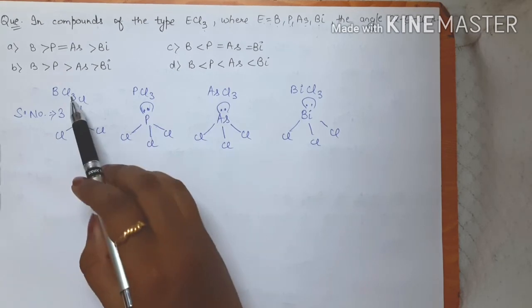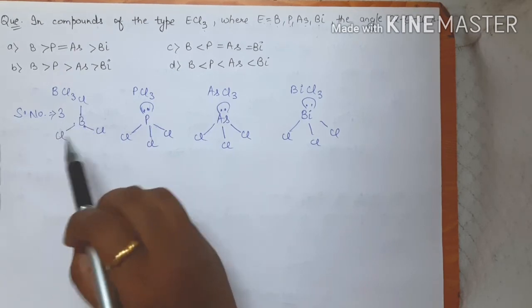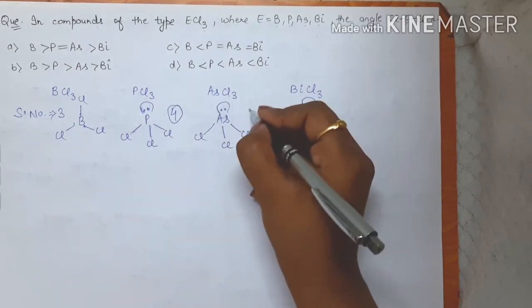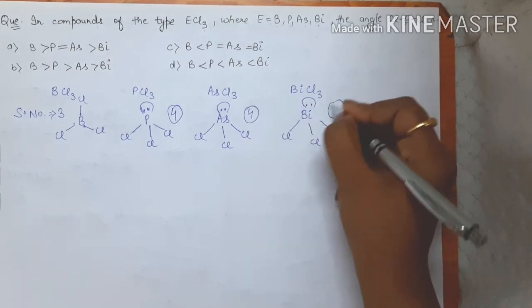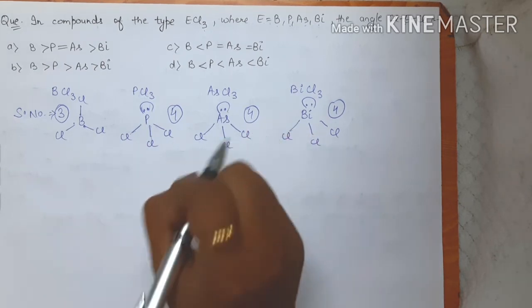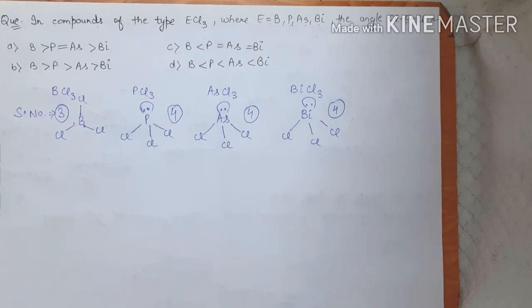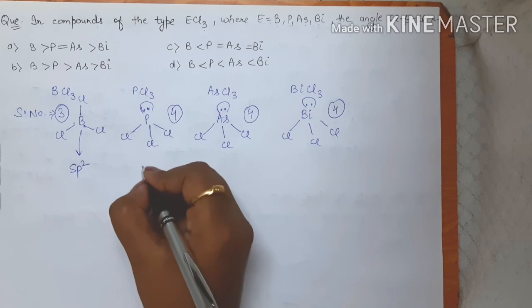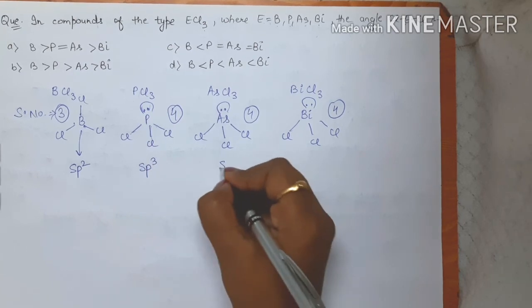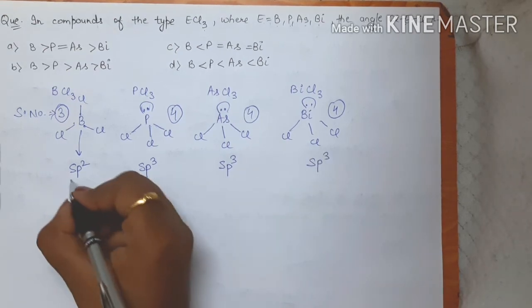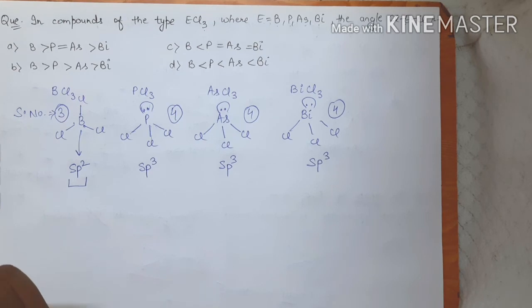So for BCl3, steric number will be 3. For PCl3, steric number will be 4. For AsCl3, it will be 4. For BiCl3 also, it will be 4. So this is about the steric number of these 4 molecules. If we look at the hybridizations, in this case the hybridization will be sp2, here sp3, here also sp3, and here also sp3.